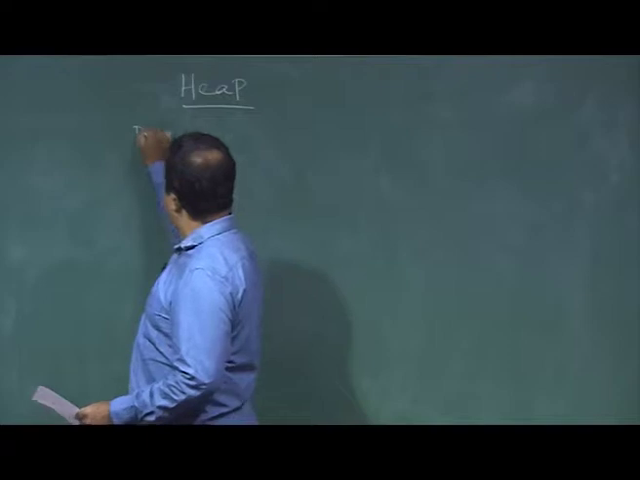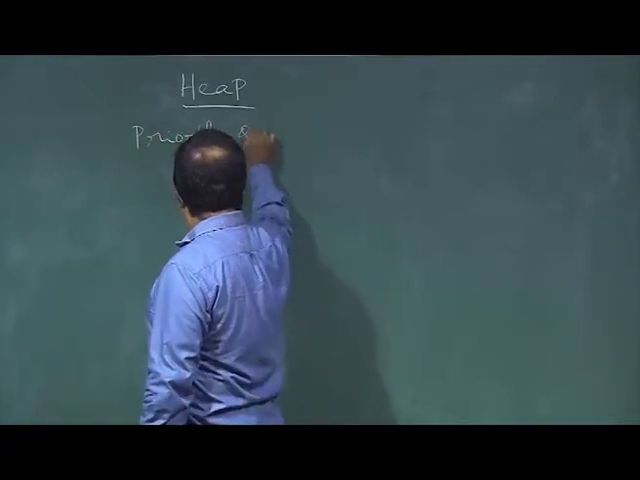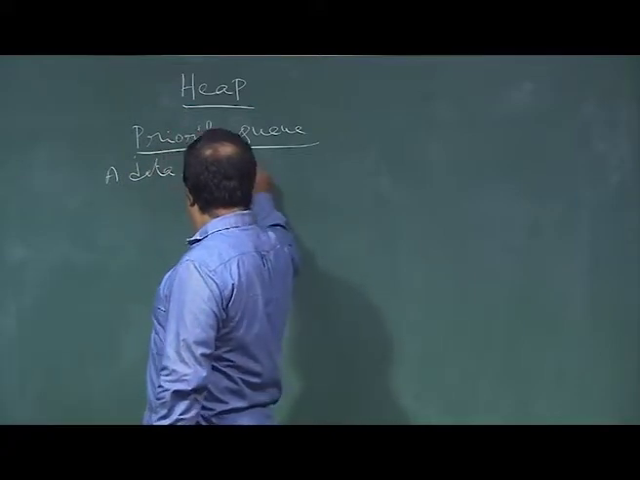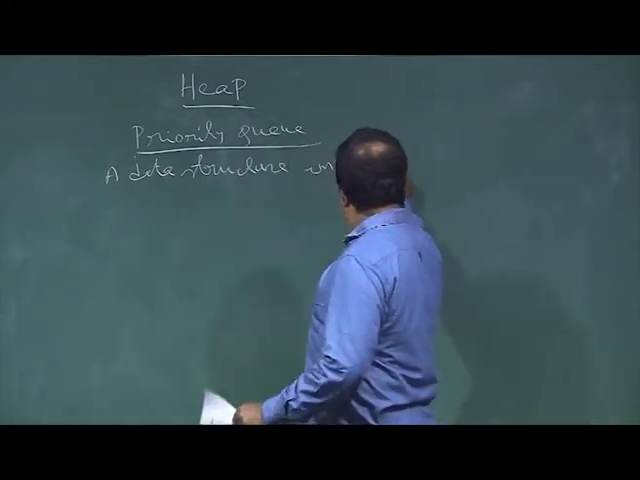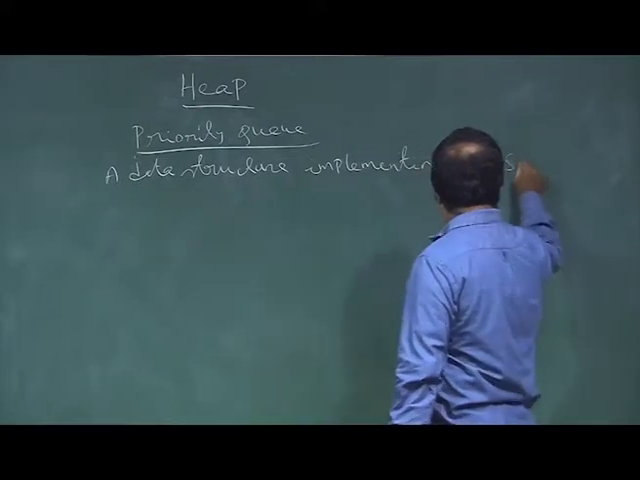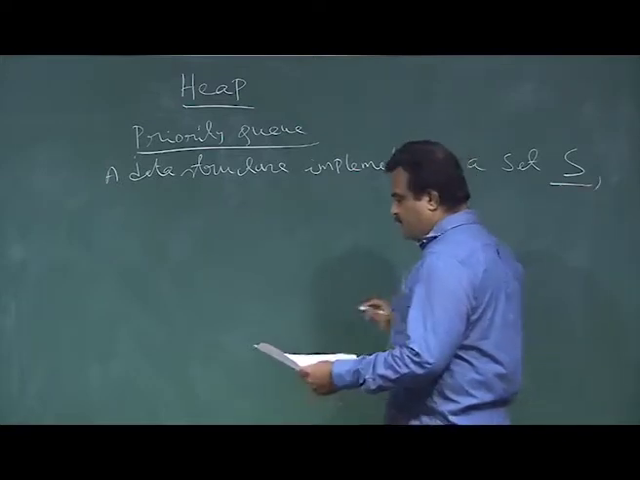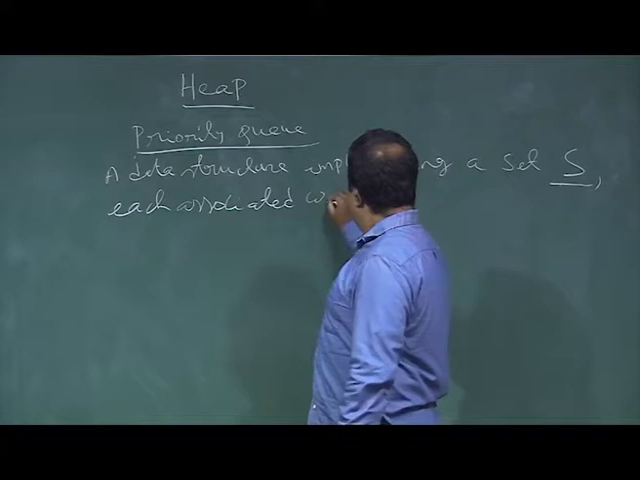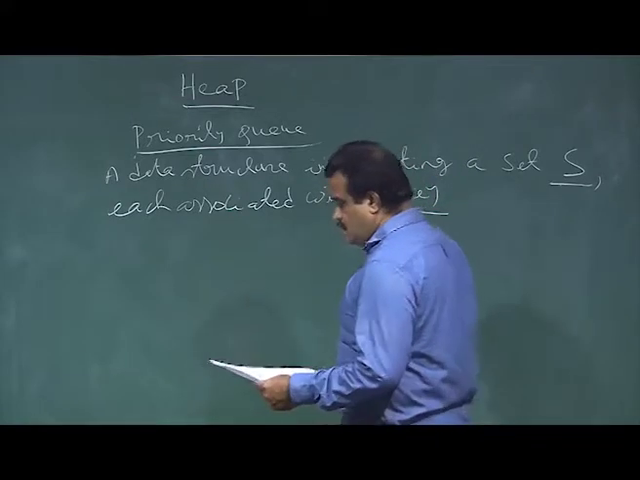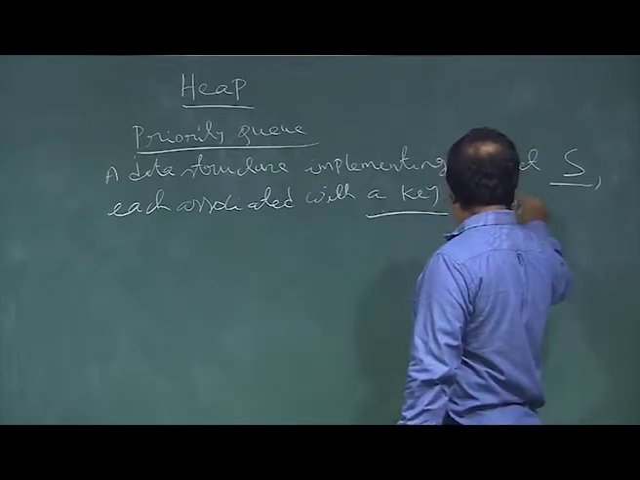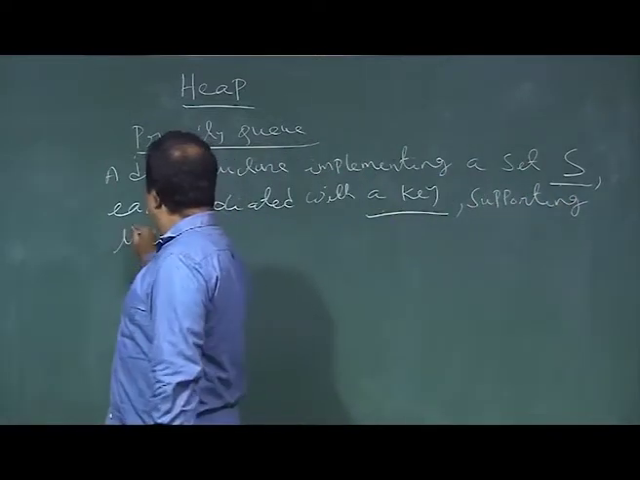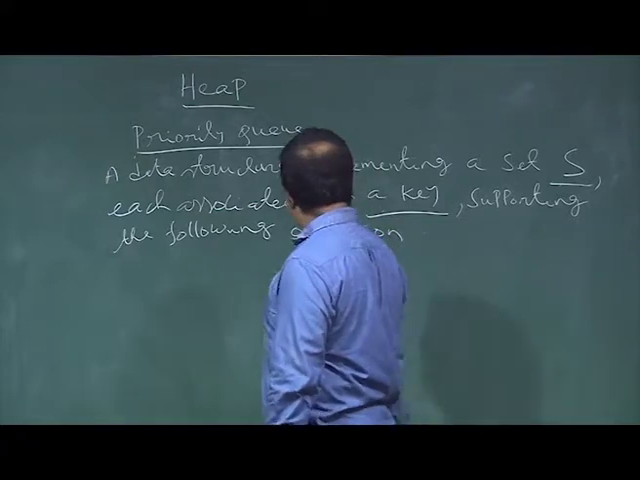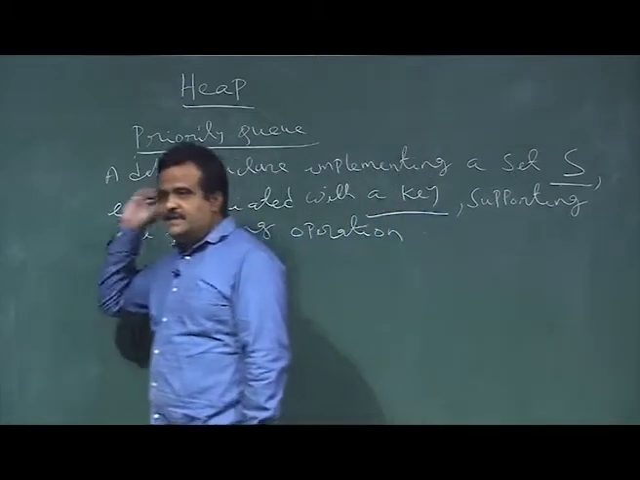So, what is a priority queue? Basically it is a data structure implementation implementing a set S, where each element in S is associated with a key, and it should support the following operations. So, you have a dynamic set S, and each element in the S set is associated with a key.